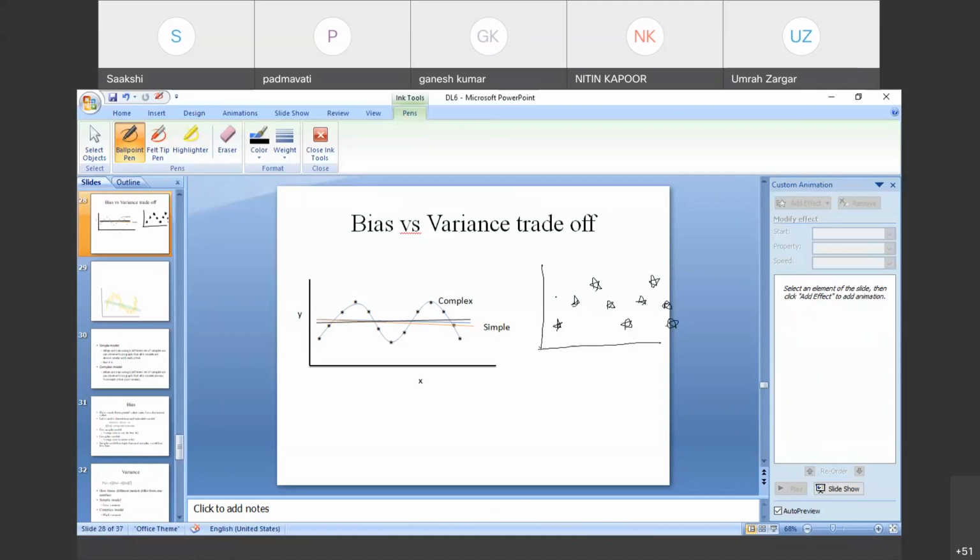Then it may give this particular line, so that if I take the summation of the difference between actual and predicted for all the different data points, this particular line which my model has given is getting the least error. Fine.